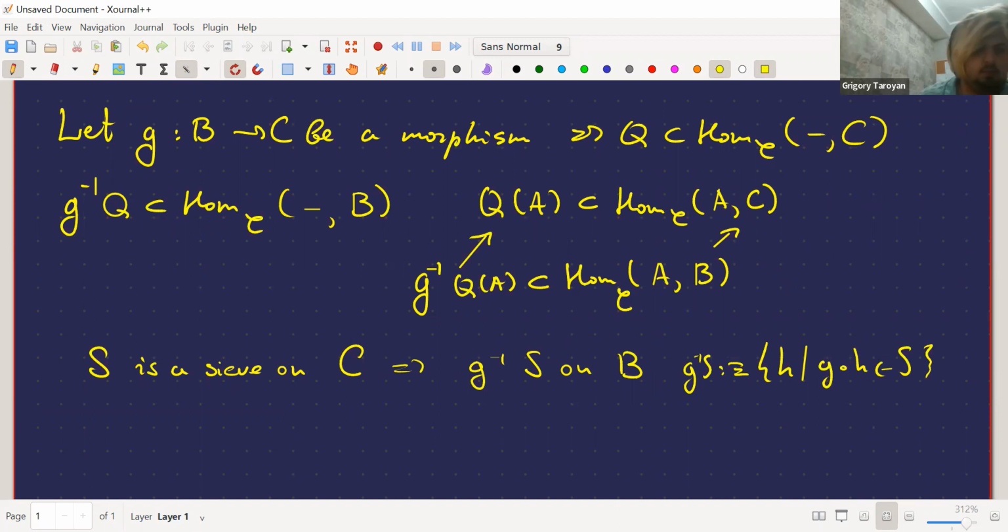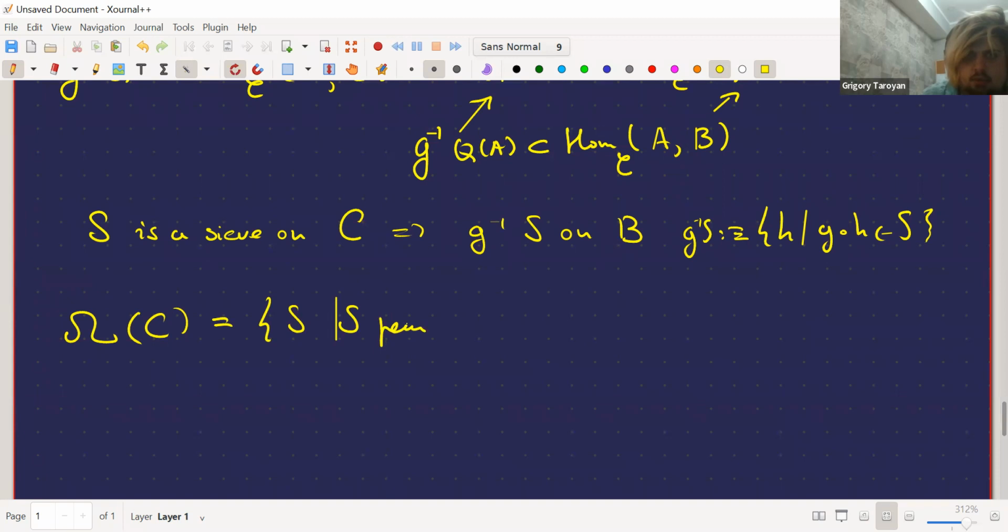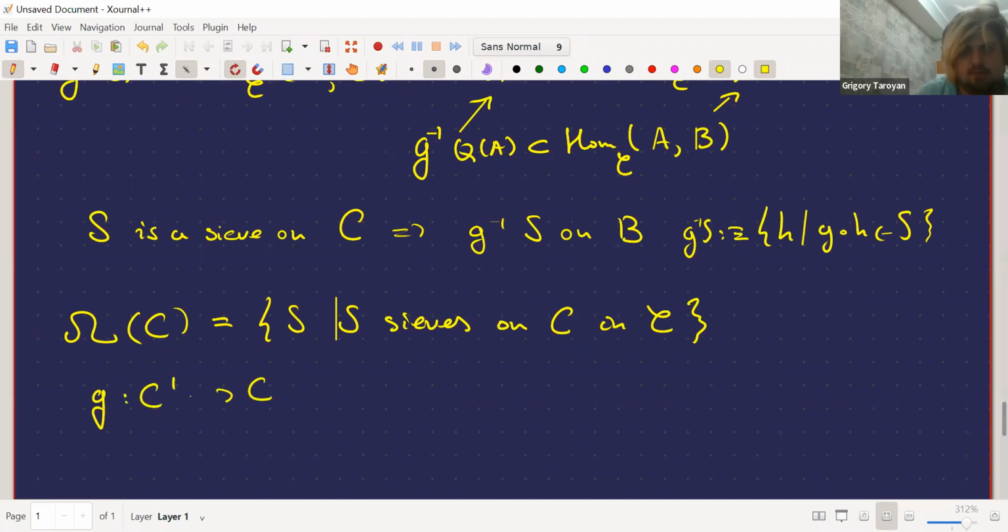And so we obtained the following equivalent description of the classifier of subobjects, of the value of this classifier, if it even exists, on an object C. It consists precisely of those S which are sieves on C. And the value on arrows of this omega is also clear because we just described this inverse image of sieves.